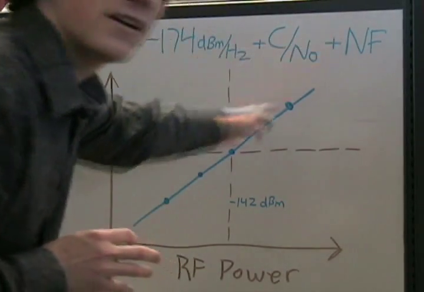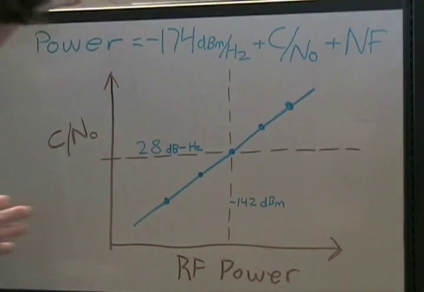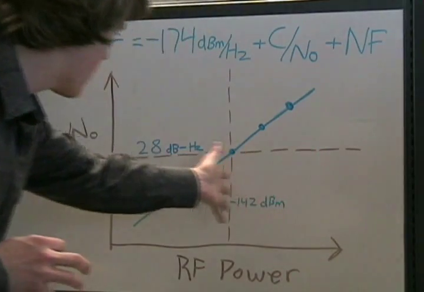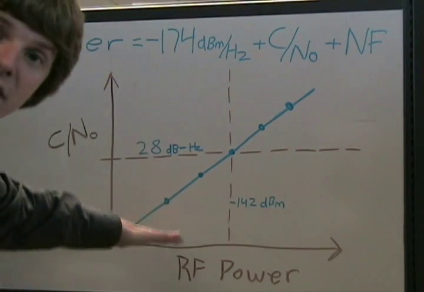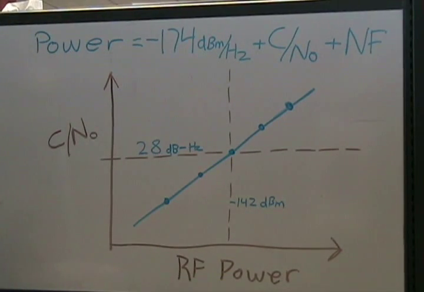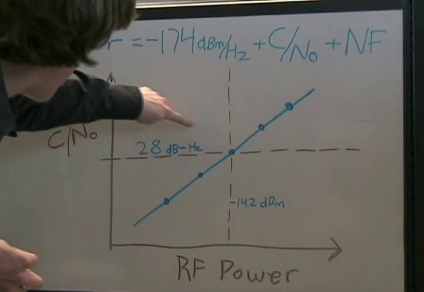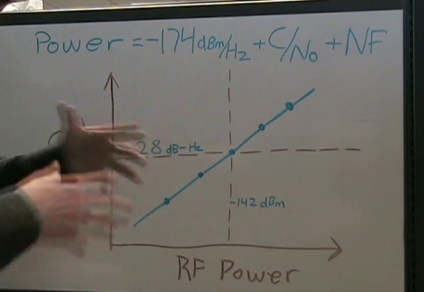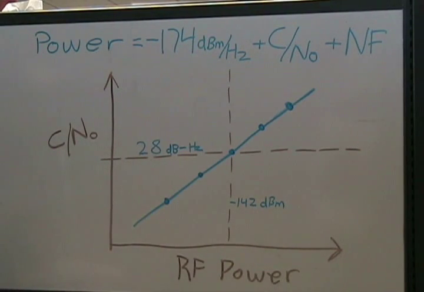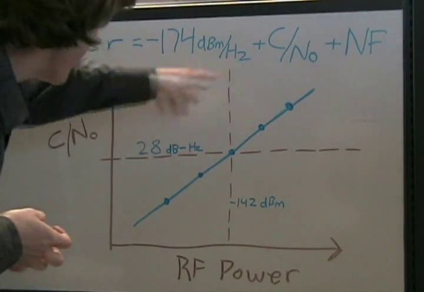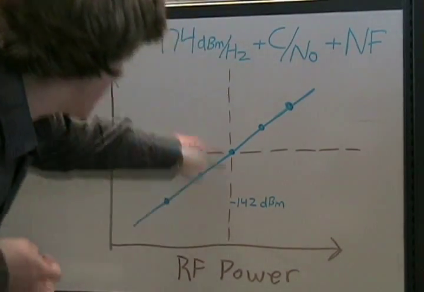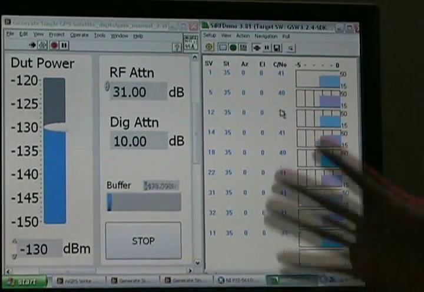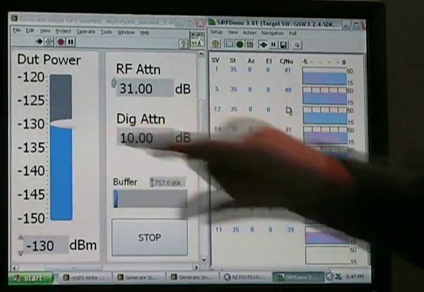So we can graph the relationship between RF power and carrier-to-noise ratio according to this equation. And what we observe is that as the RF power decreases, the carrier-to-noise ratio for each individual satellite will also decrease. Now, based on the chipset, we define a minimum C to N value of 28 dB-Hz. That's the minimum value required by our receiver to obtain a position fix for the first time. And so, based on this equation, we can see that the sensitivity should be negative 142 dBm based on this C to N value.